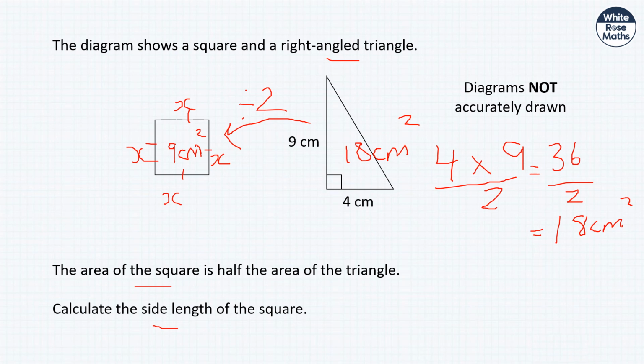So it's half of that. So I'm going to do 18 divided by 2, which is 9. So the area of the square is 9 centimeters squared. Each side length is the same, so I label that as x and x and x and x. X times x is going to be x squared. So x squared is equal to 9. So x equals the square root of 9, which is equal to 3, guys. So x is equal to 3 centimeters, or the length is equal to 3 centimeters.